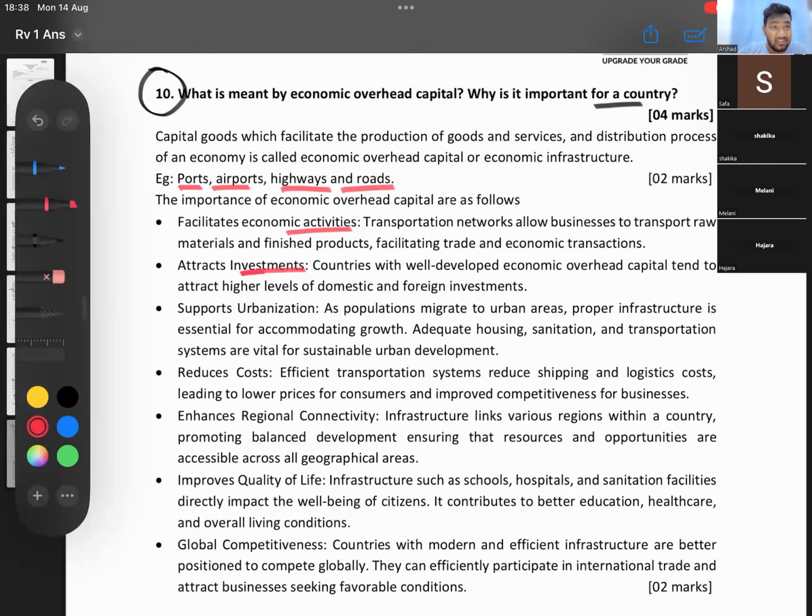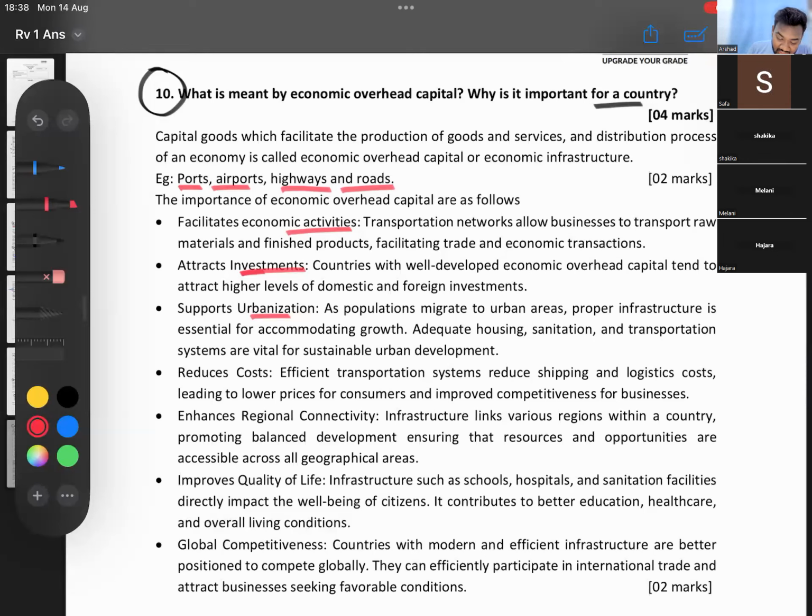Why are they building highways and all? So you can easily transport the goods. Foreign companies will start their production. So attract investment. Supports urbanization. What is urbanization, guys? Urbanization is where more and more population is coming to the urban sector. Now in Sri Lanka, everyone is trying to move to Colombo, right? To find jobs and all, everyone's moving to Colombo. So this helps with that.